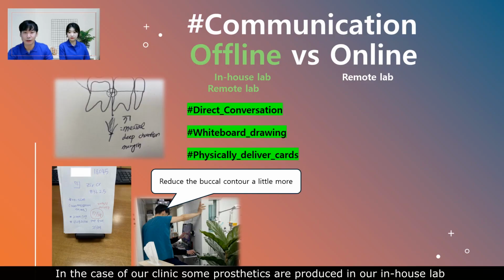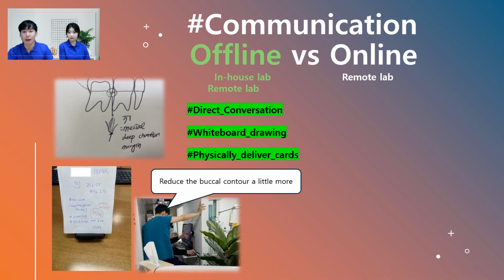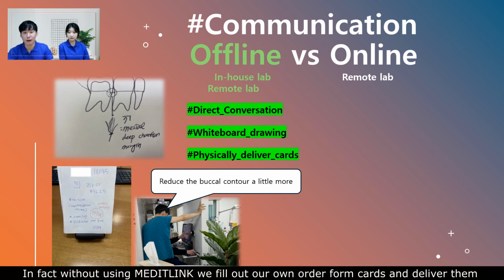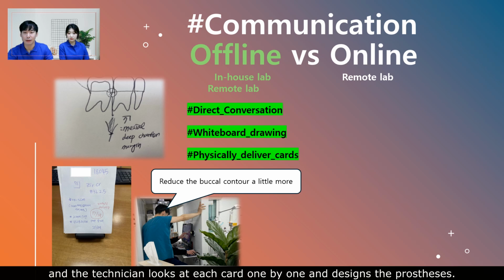In the case of our clinic, some prosthetics are produced in our in-house lab, while others are outsourced and manufactured in a remote lab. In the case of my in-house lab, the laboratory order form is written and delivered using an analog method, as if you were hand delivering a note to someone. In fact, without using Medit Link, we fill out our own order form card and deliver them, and the technician looks at each card one by one and designs the prosthesis.